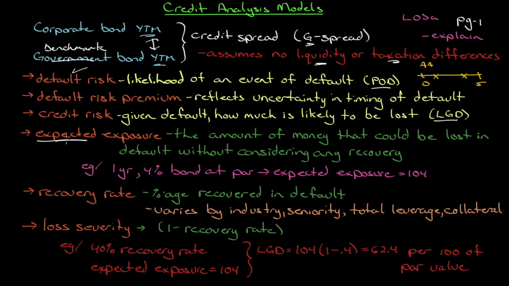But our expected exposure is not just what we paid. It's what we've earned and what the bond would be worth if it didn't default. So let me give you an example down here. Let's say we have a 1-year 4% bond at par. In 1 year, the minute before we get paid, if we get paid, our expected exposure will be 104. 100 because we bought the bond at par, plus the $4 coupon.